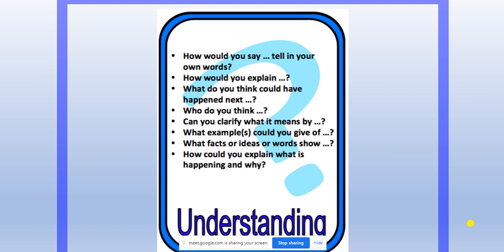And the moment we finish with the topic, suppose Newton's law, then I can ask, how would you explain this in your own words? Saying only that every action has an equal and opposite reaction is not explaining. He just memorized it and said it. Explaining is when he is able to explain how Newton's third law of motion works. Then, what do you think could have happened next?